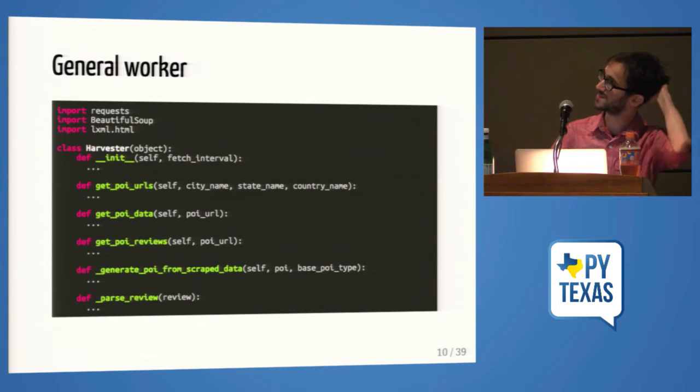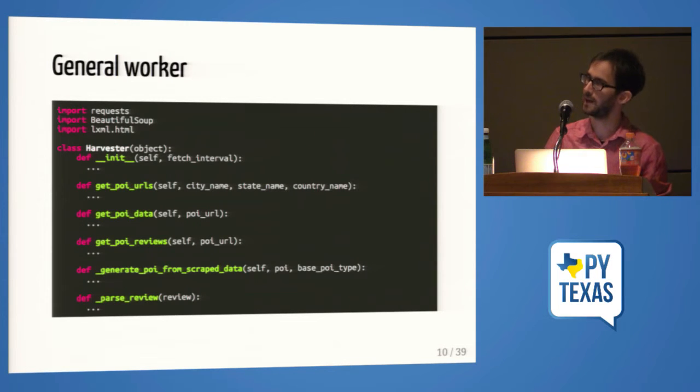So this is just like a skeleton of a general harvester or worker. It has a very, very simple job: connect to an external API, get whatever we want from it, and pass it along for other functions such as normalization and saving it in the database.